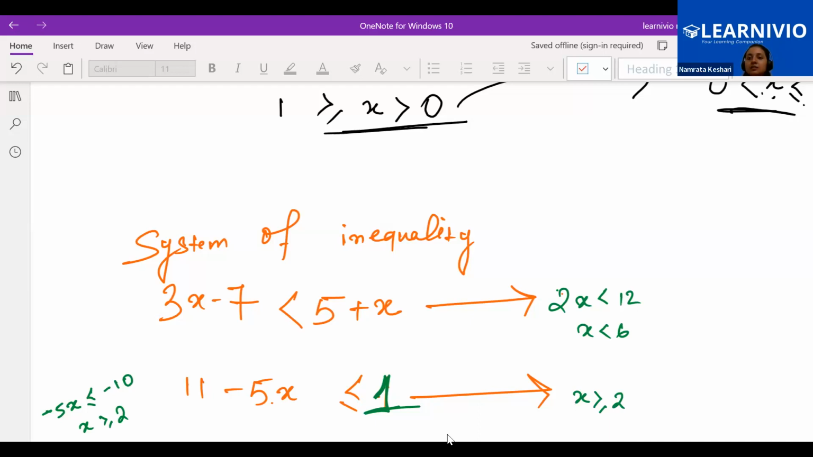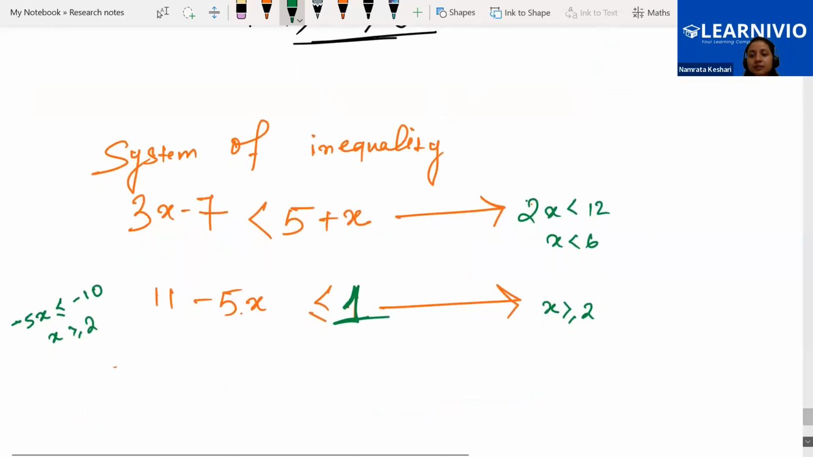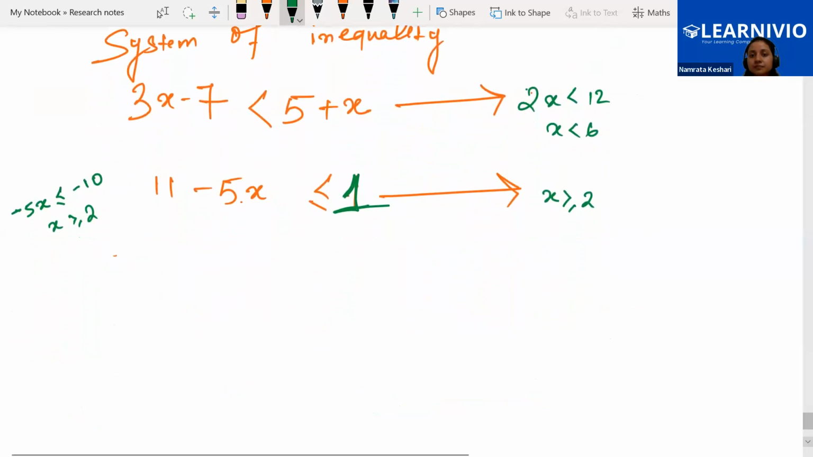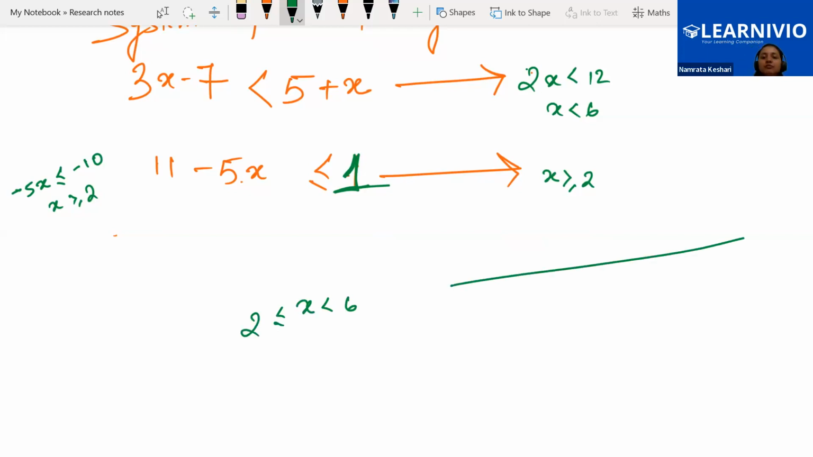Let's check what will be the common solution when we are having a system of inequalities, how to find the common solution. If it says to find a common solution, is it possible to write it in one range? Let's check it. x is smaller than 6, x is bigger than or equal to 2. Like this also we can write.